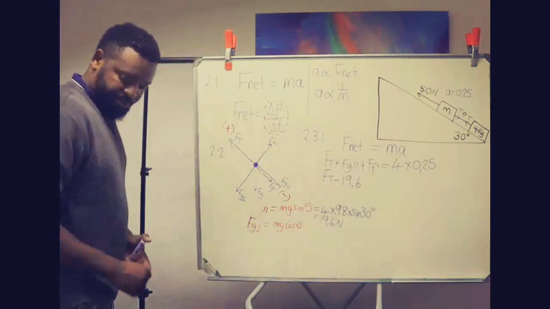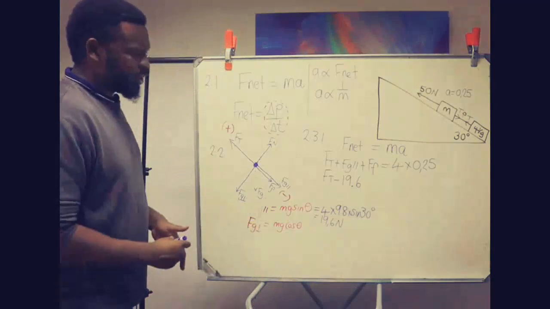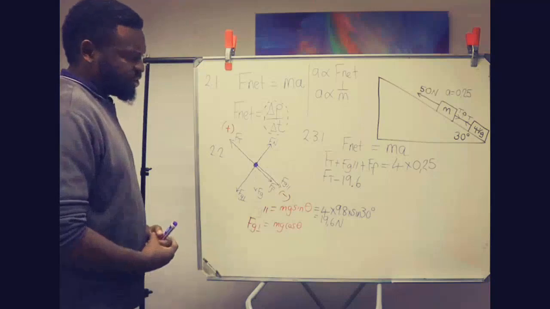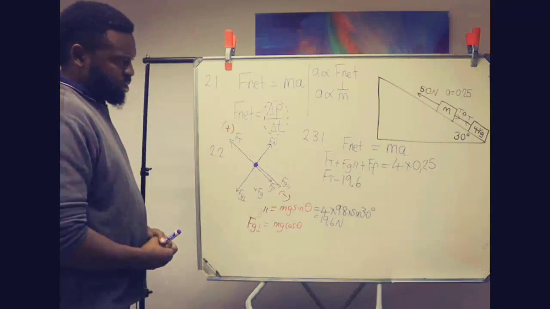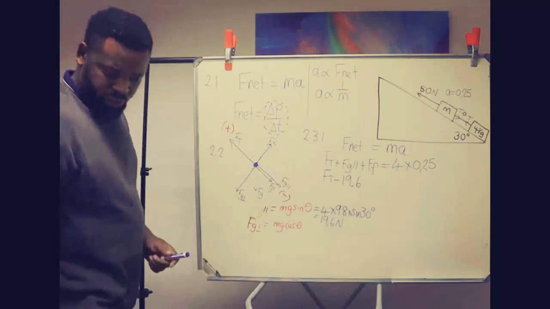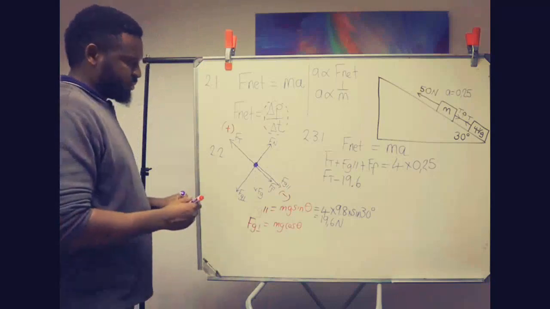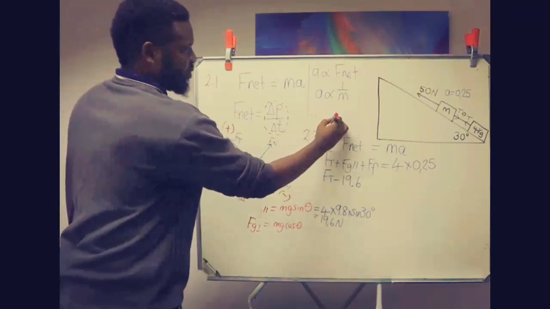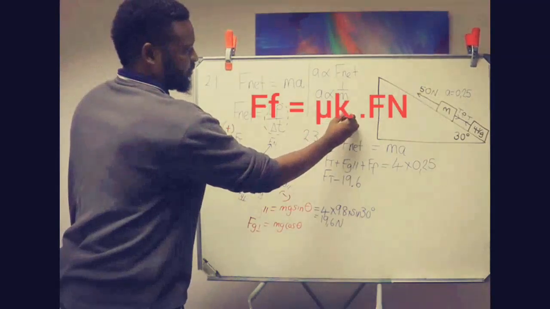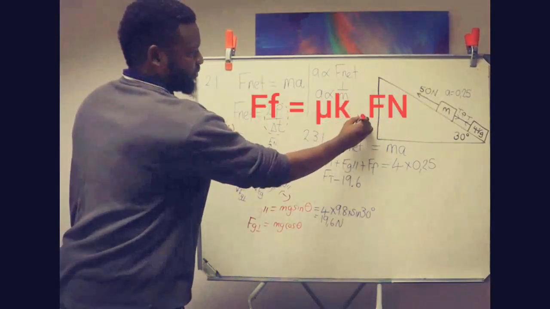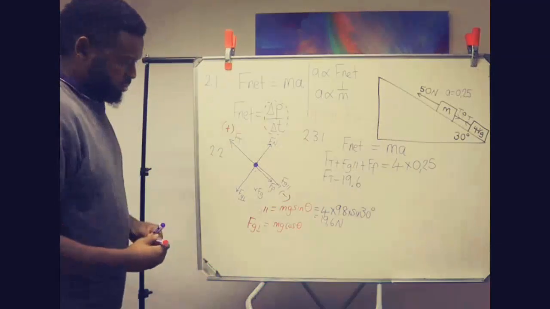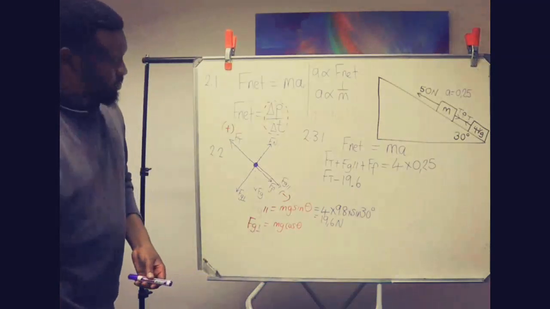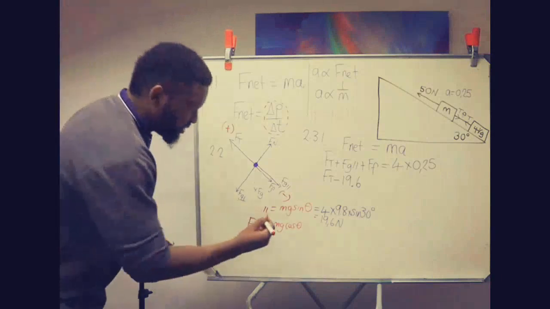Let's work out Fg perpendicular. Why are we going to work out Fg perpendicular? Well, we need to calculate the frictional force. And the frictional force is equal to what? Well, the frictional force is equal to the coefficient of friction times the normal force. So we need the normal force first. So let's get the normal force.